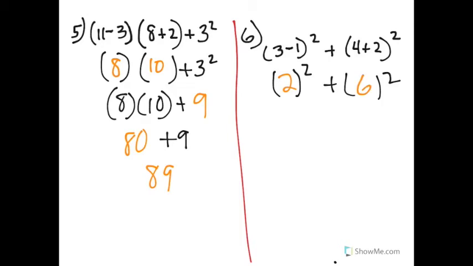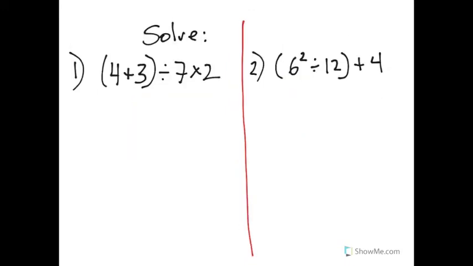Okay, we'll do the exponents next. 2 squared is 4, plus 6 squared, which is 36, which means the solution to this equation is 40.